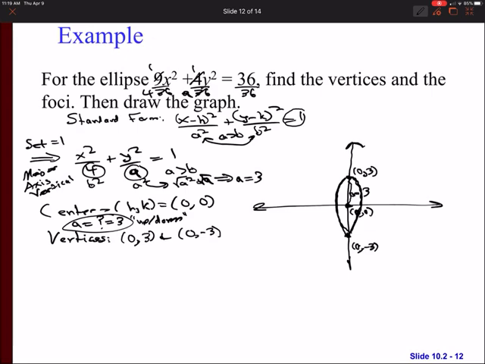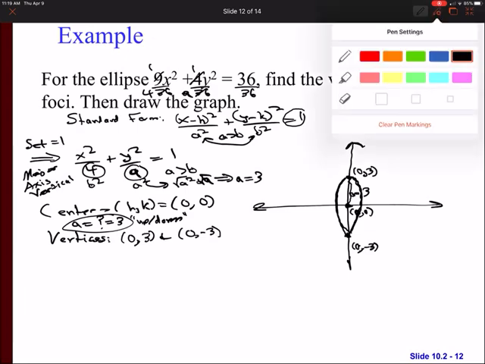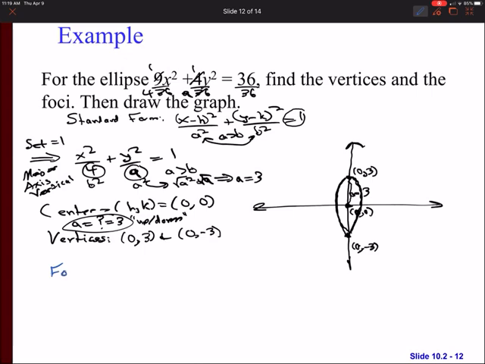Now we've also got to find the foci. To get the foci, we have a little bit more work to do. We need the value of c. Remember, we know a squared and b squared. In an ellipse, c squared always equals a squared minus b squared. So in this problem, we have 9 minus 4, which is 5. So c squared equals 5. As we take the square root, c is equal to the square root of 5.